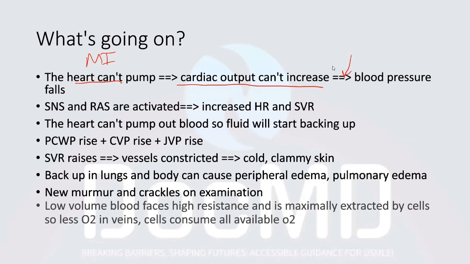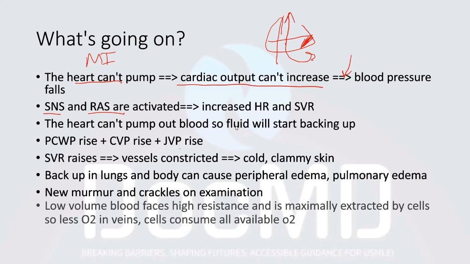So as soon as your blood pressure falls, right, your sympathetic nervous system and RAS are activated again, you get an increase in the heart rate and vascular resistance. And since the heart can't pump out blood, fluid will start backing up, right? Because I told you the amount of fluid is normal in this, right? But basically, the heart is not able to, for example, if this is the four chambers of the heart and you have ischemia over here, right? It's not being able to pump out blood. So obviously the blood will start backing up.